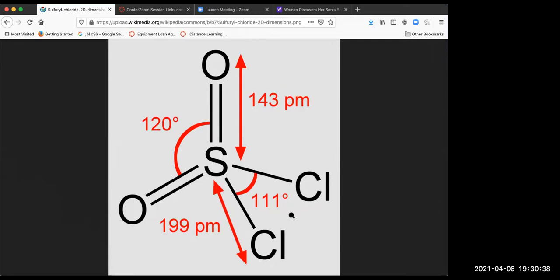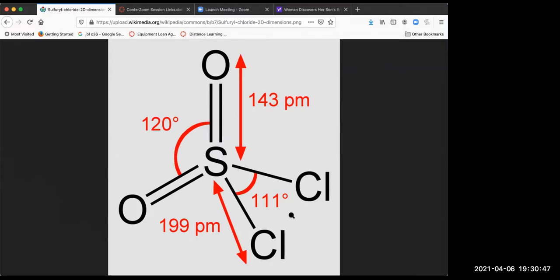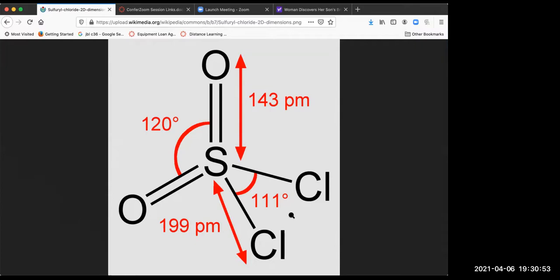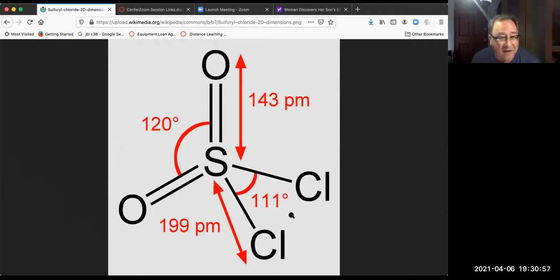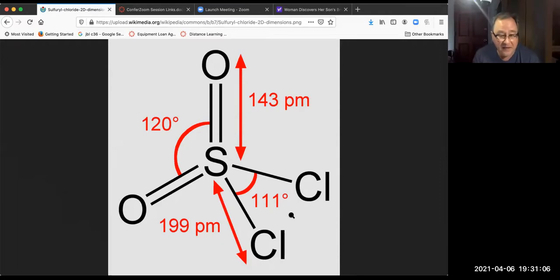2 dots, 2 dots, 2 dots. What do you call 2 dots? You call it a lone pair. So that thing would look like a chlorine with 6 dots around it. The other chlorine would have 6 dots around it. The oxygens would have 4 dots around them. And the sulfur, being in period 3, can have more than an octet. And in fact, it's got what, 12?